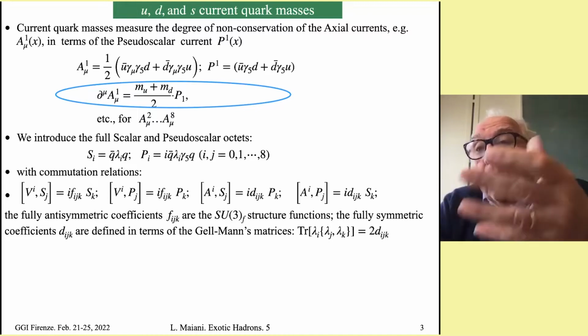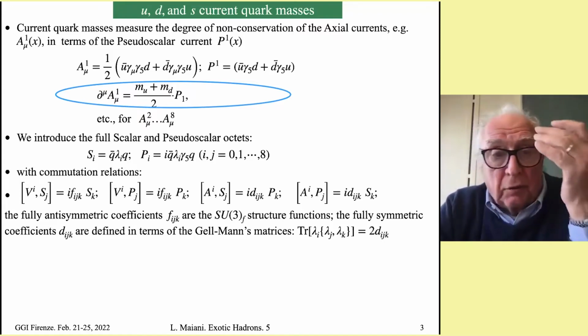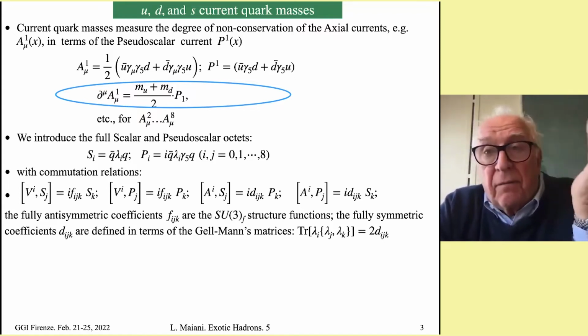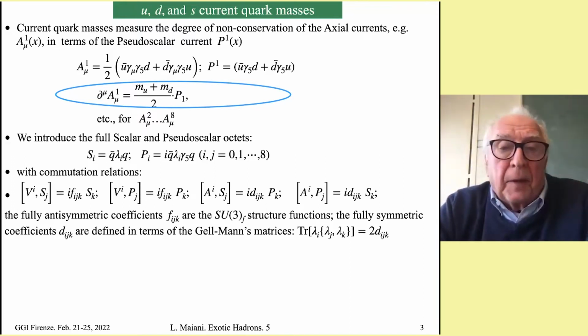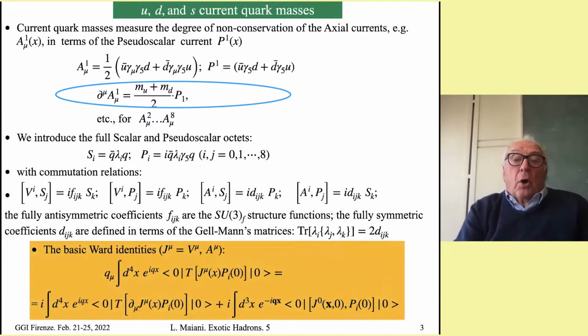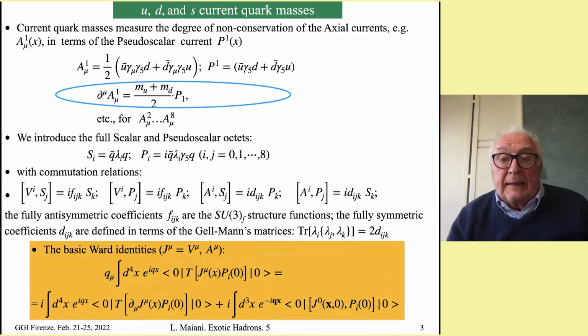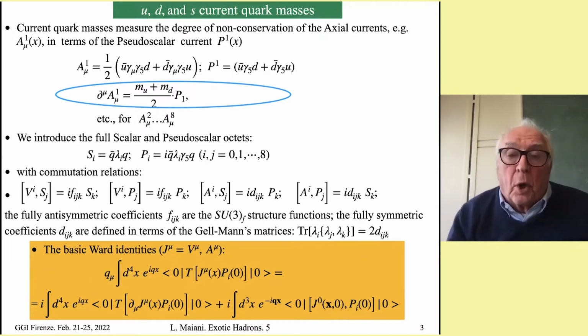And so you are led to introduce a full set of scalar and pseudoscalar densities, which are an octet of SU(3). And it's very well known since a long time that these satisfy commutation relations. And all in all, if you put together the vector and axial vector currents and the pseudoscalar and scalar densities, then you have a set of what are called Ward identities.